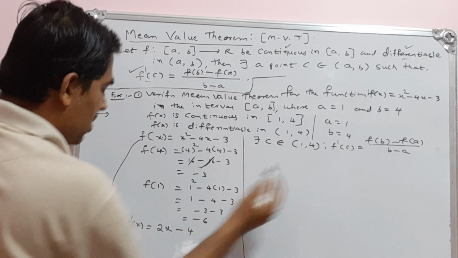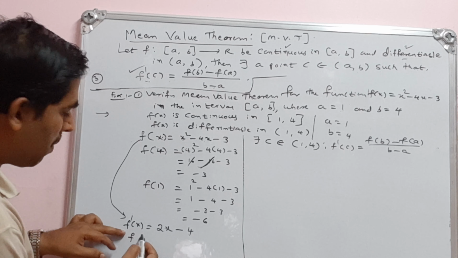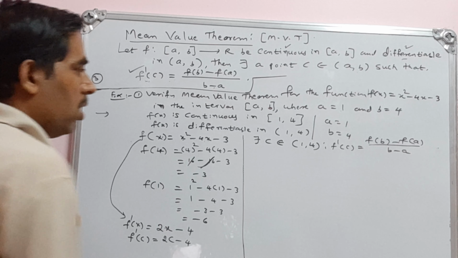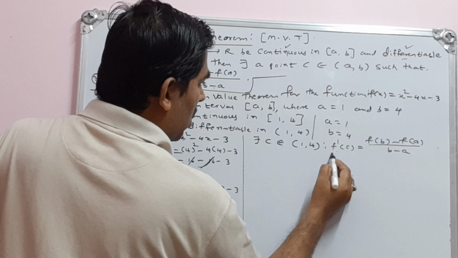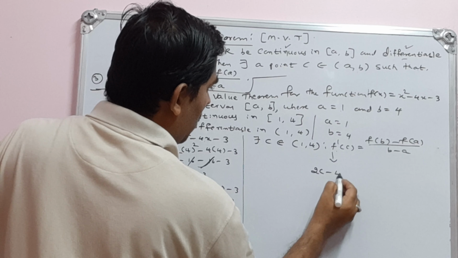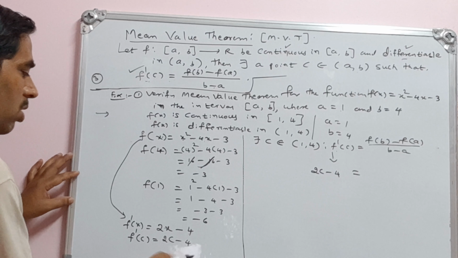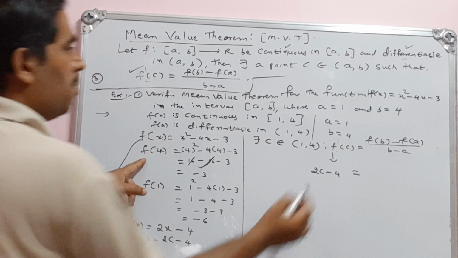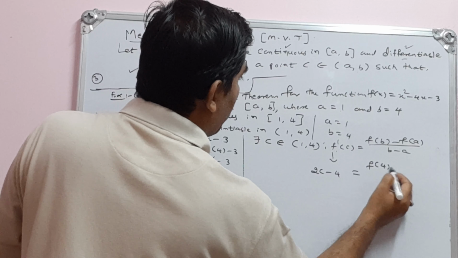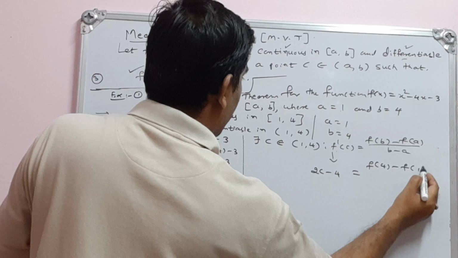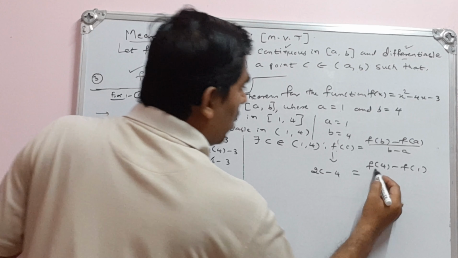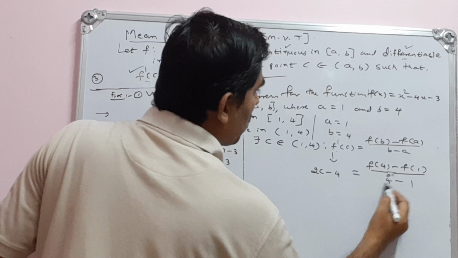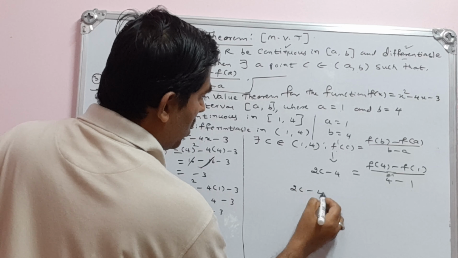So we want f dash of c. You replace this x by c. f dash c is equal to 2c minus 4. So I can substitute this: 2c minus 4 on the left hand side, because f dash c is equal to 2c minus 4. Then f of b minus f of a, where b is 4: f of 4 minus f of 1, divided by 4 minus 1.